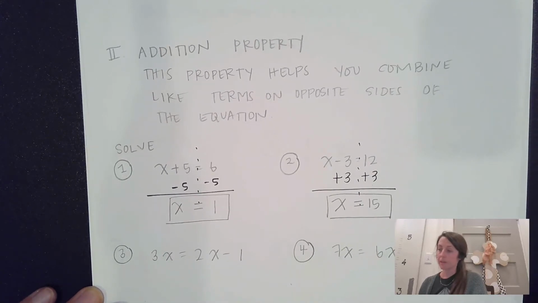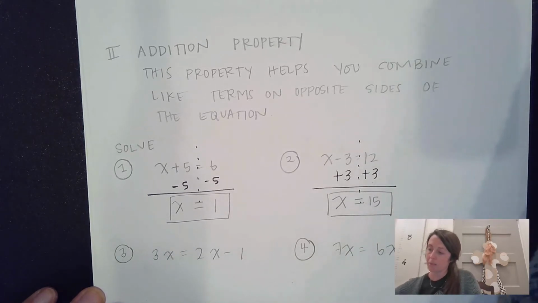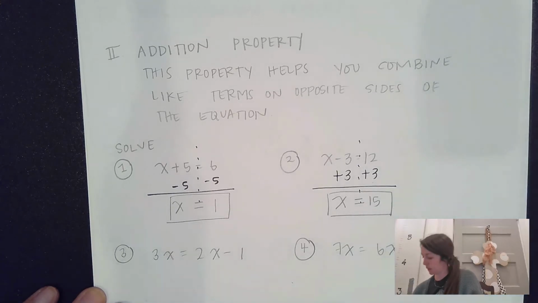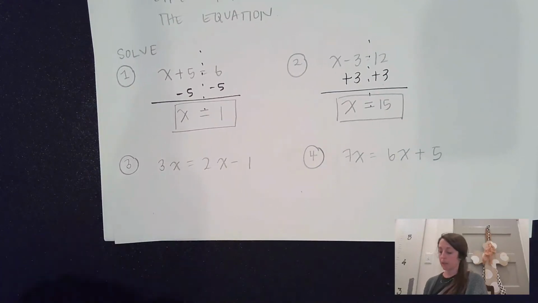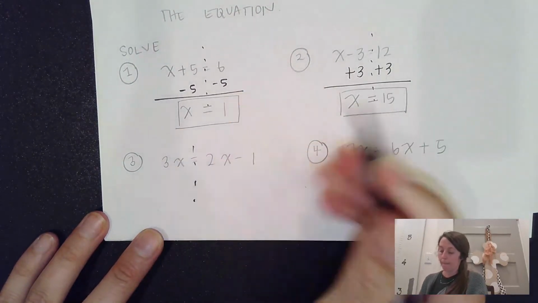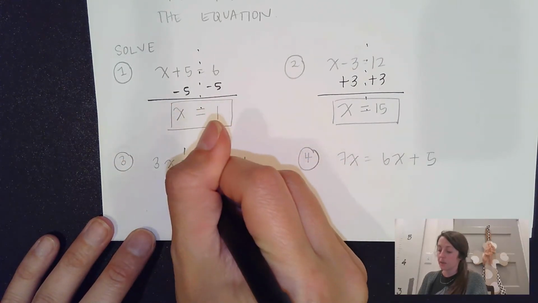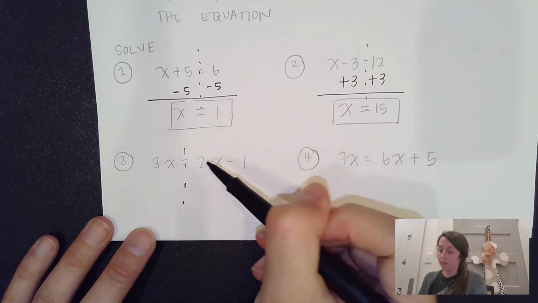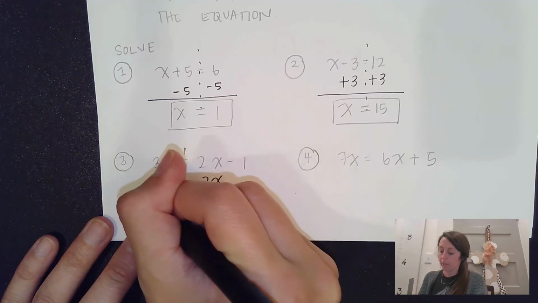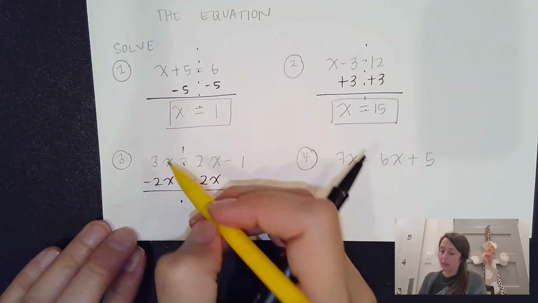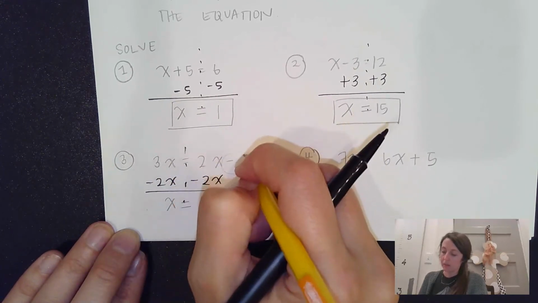Alright, so what about that? 3x is equal to 2x minus a 1. So what am I going to combine here? I'm going to combine my like terms, which are my x's. There's an imaginary plus sign in front right here, so I'm going to subtract. I'm going to combine my like terms. So 3x minus a 2x is going to give me an x. I'm going to be left with a negative 1.